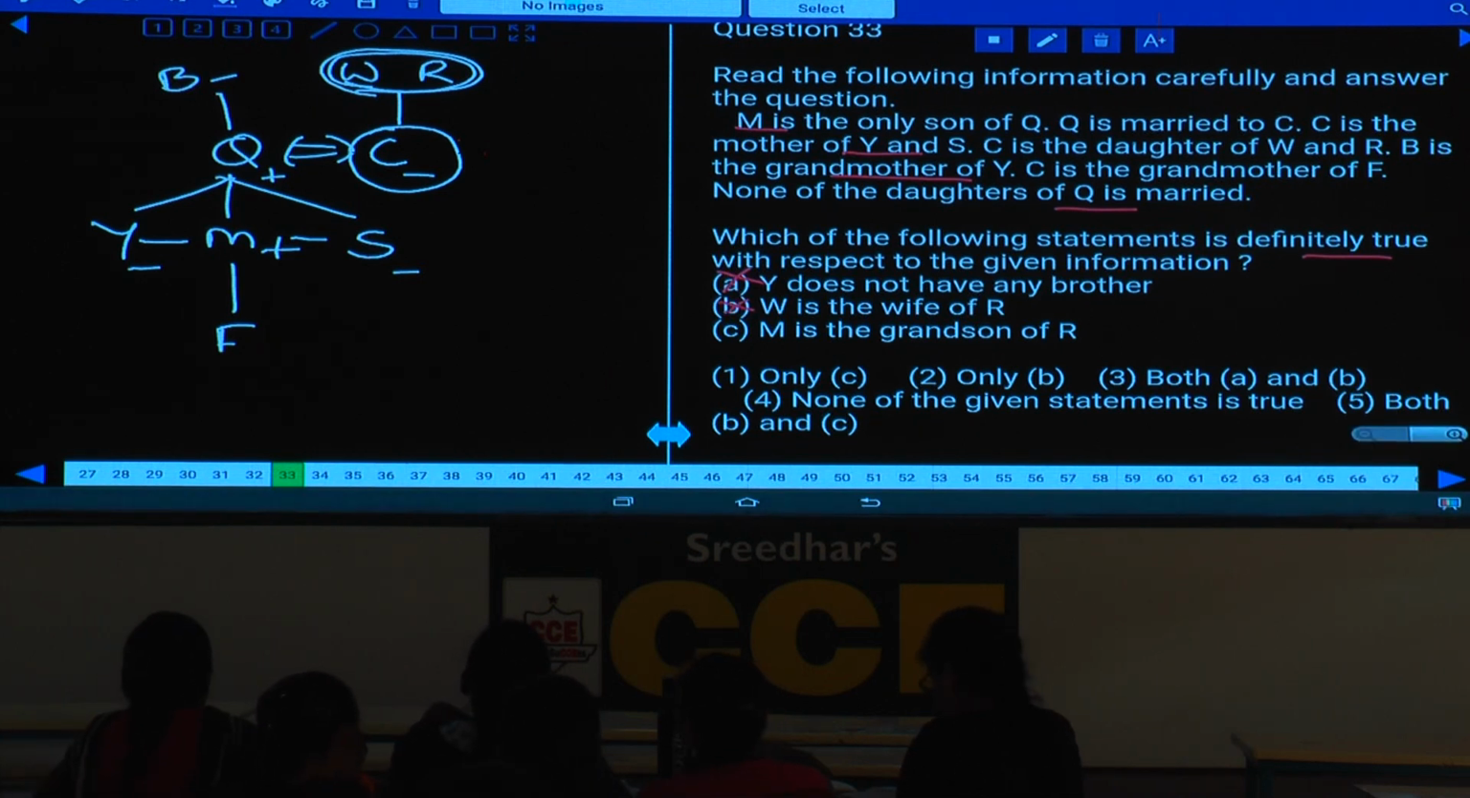Then what about the third one here? M is the grandson of R. True or false? Yes, that is definitely true. Then what is your answer here? Only C, that is choice 1.